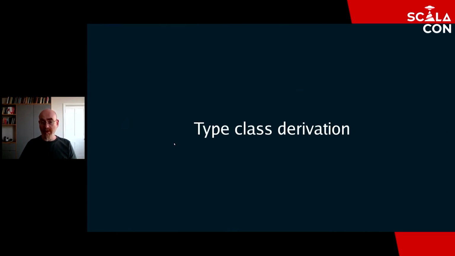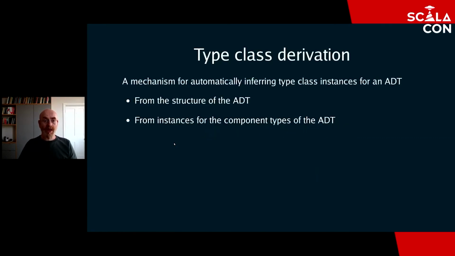We're talking about type class derivation. First, it would be helpful to get clear about exactly what we mean when we say type class derivation. Type class derivation is a mechanism for automatically inferring type class instances for an algebraic data type from solely the statically known to the compiler structure of the algebraic data type, and from any instances for component types of the algebraic data type that we might have defined ourselves, have available in the environment in some way or another.